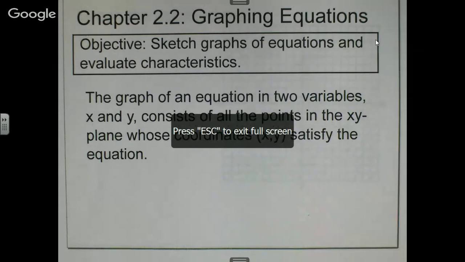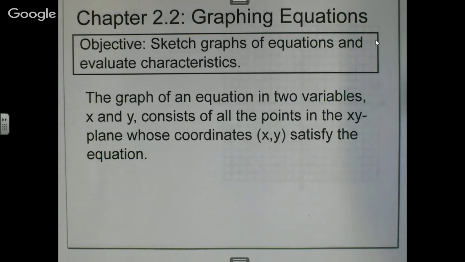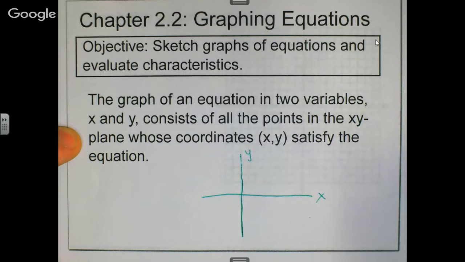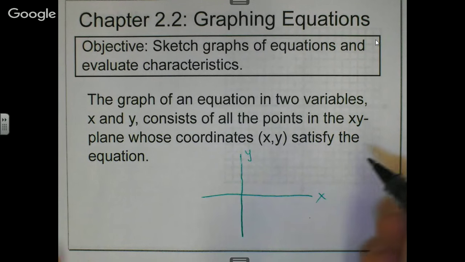This is chapter 2.2, graphing equations. So the objective is to sketch graphs of equations and their characteristics. The graph of an equation in two variables x and y, so you have your x, y Cartesian plane here, consists of all the points on the xy plane whose coordinates x comma y satisfy the equation.